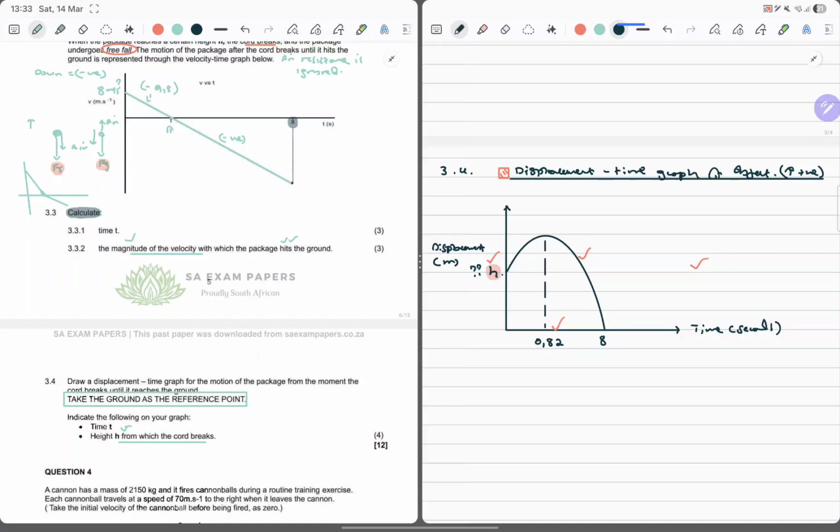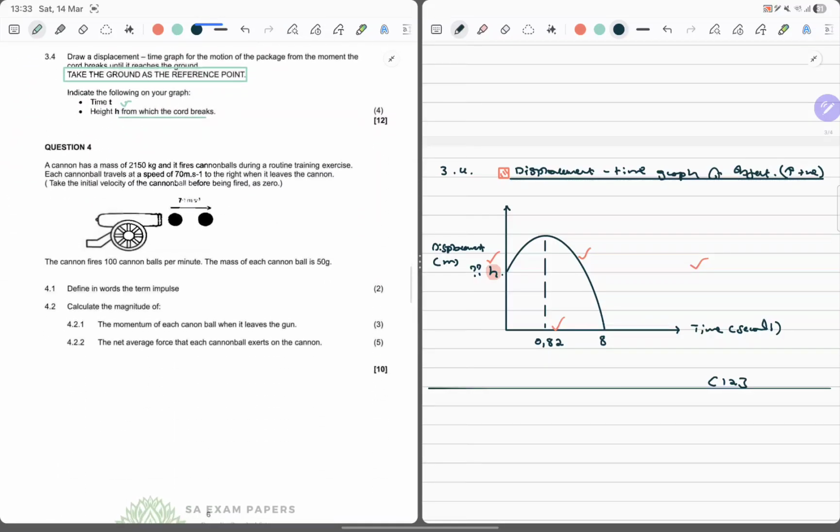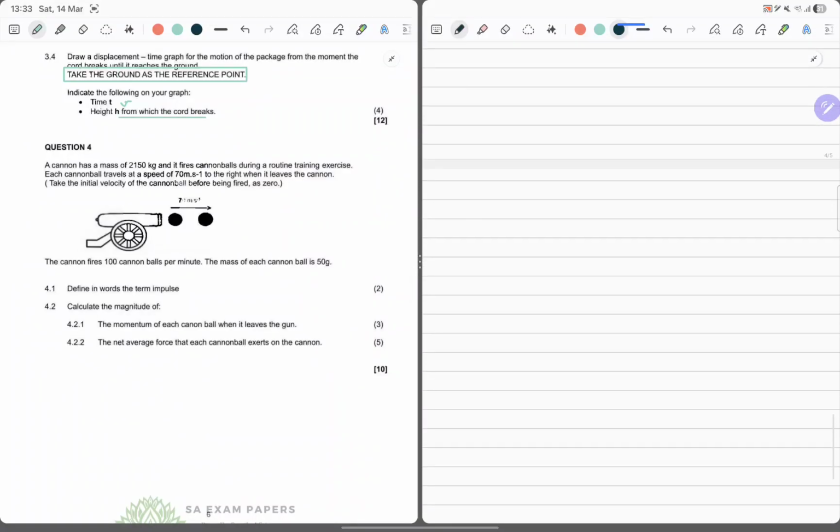All right, guys, so that's it. Easy 12 marks. You smile and move on. So you see here, they didn't punish a lot. Usually this question is a punisher. Right, let's get to question 4 without wasting time.